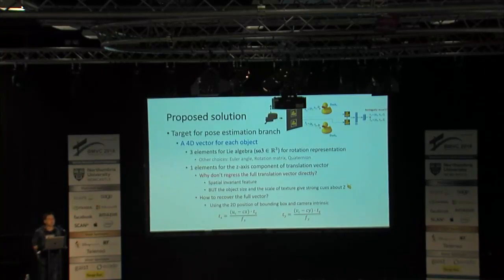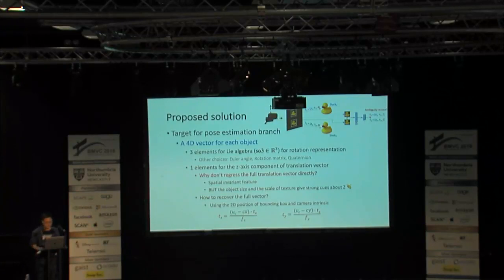There are also some other representations for rotation, like the Euler angle, rotation matrix, and quaternion. We all know that the Euler angle wraps around 2 pi, and multiple values represent the same pose. And the rotation matrix or quaternion have strong constraints: the matrix has to be orthogonal, and the quaternion has to be a unit vector.